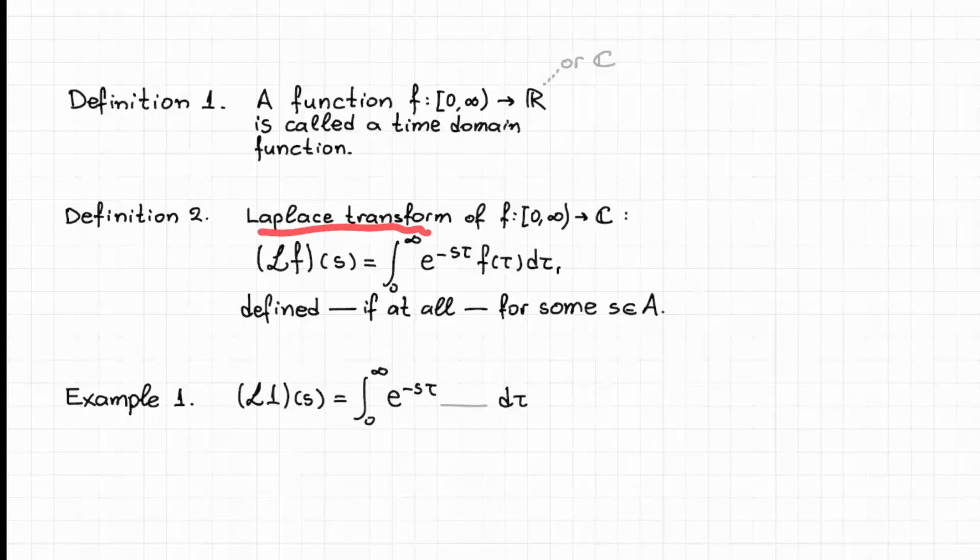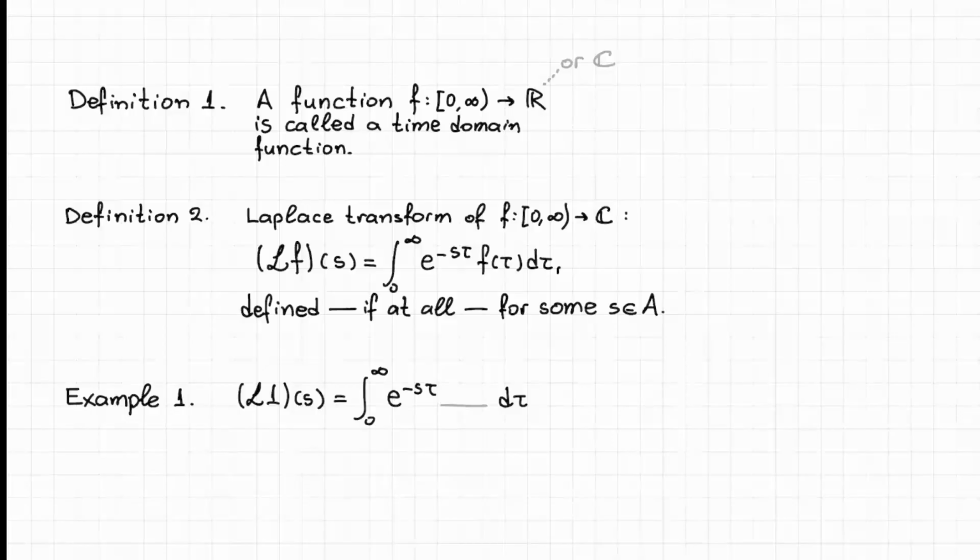The Laplace transform of a function f, which lives in the time domain, a time domain function f of t, is this new function of the variable s, which is the integral from 0 to infinity of this exponential function e to the minus s tau times your function, and you integrate with respect to tau. And this is defined, if it is defined at all, because note, it's an integral from 0 to infinity. It may not even converge, but if we're lucky, it converges for some complex numbers s. s is a complex number.